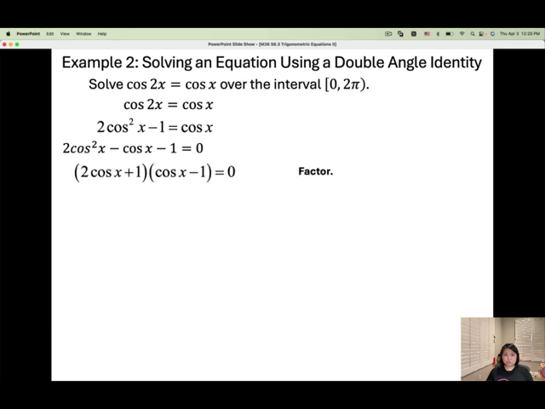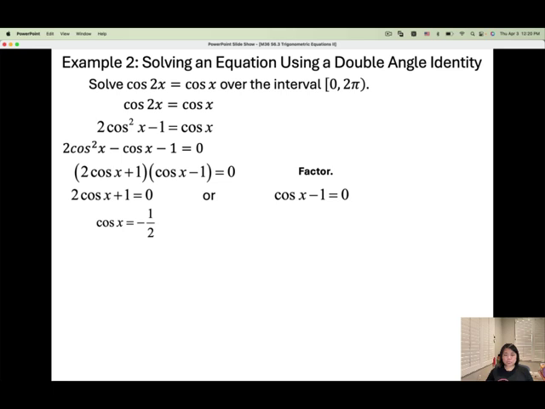Okay, you should get this. And then the zero product property: I separate into two equations. So let's solve this guy. We're going to subtract 1 from both sides and then divide by 2.